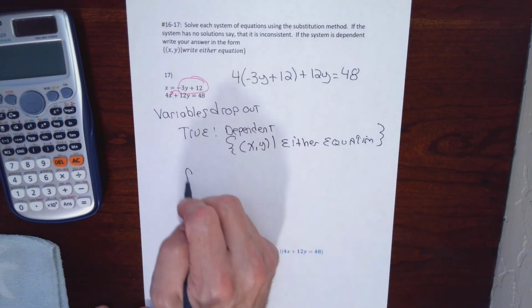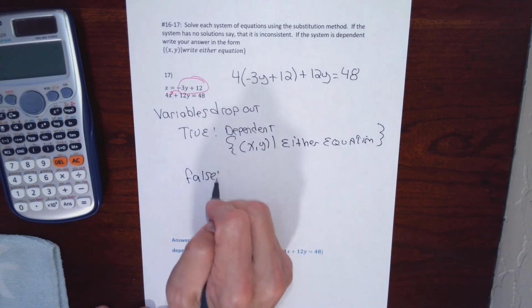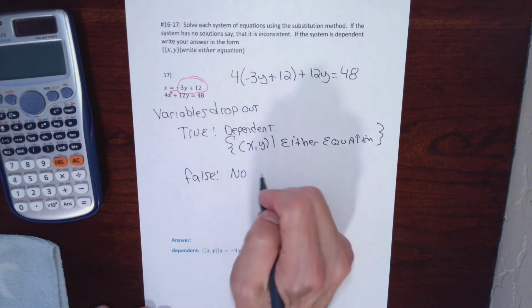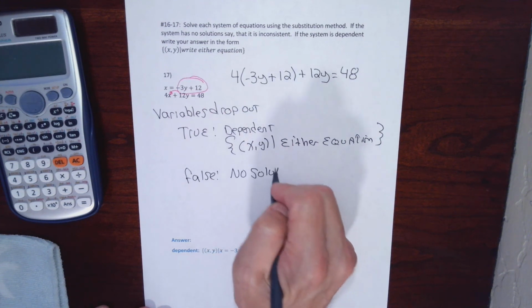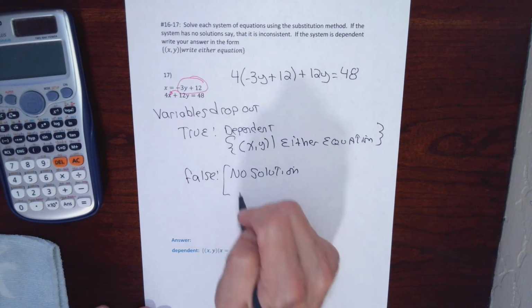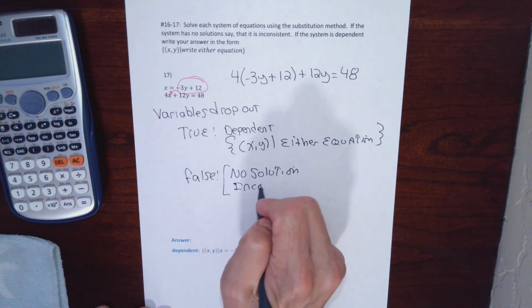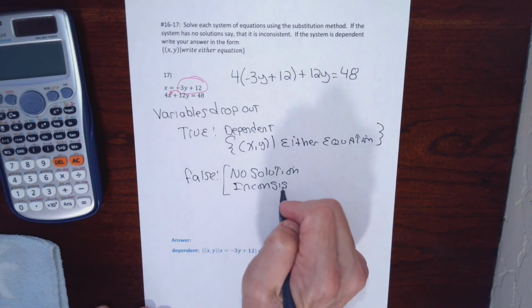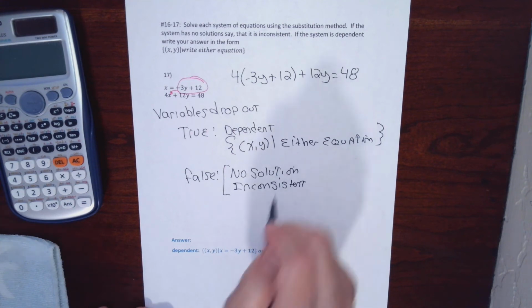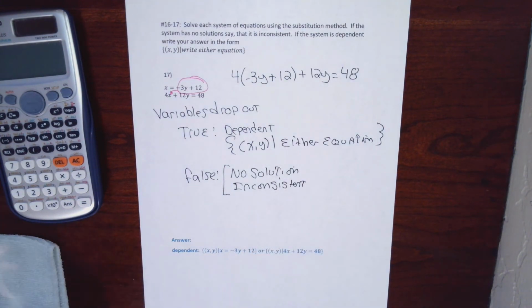If the variables drop out and I'm left with a false statement, then I either say there's no solution, or equivalently, I can use the big math word and say that the system of equations is inconsistent. So in 17, the variables are going to drop out. Let me show you what form the dropping out takes, and then I write my answer.